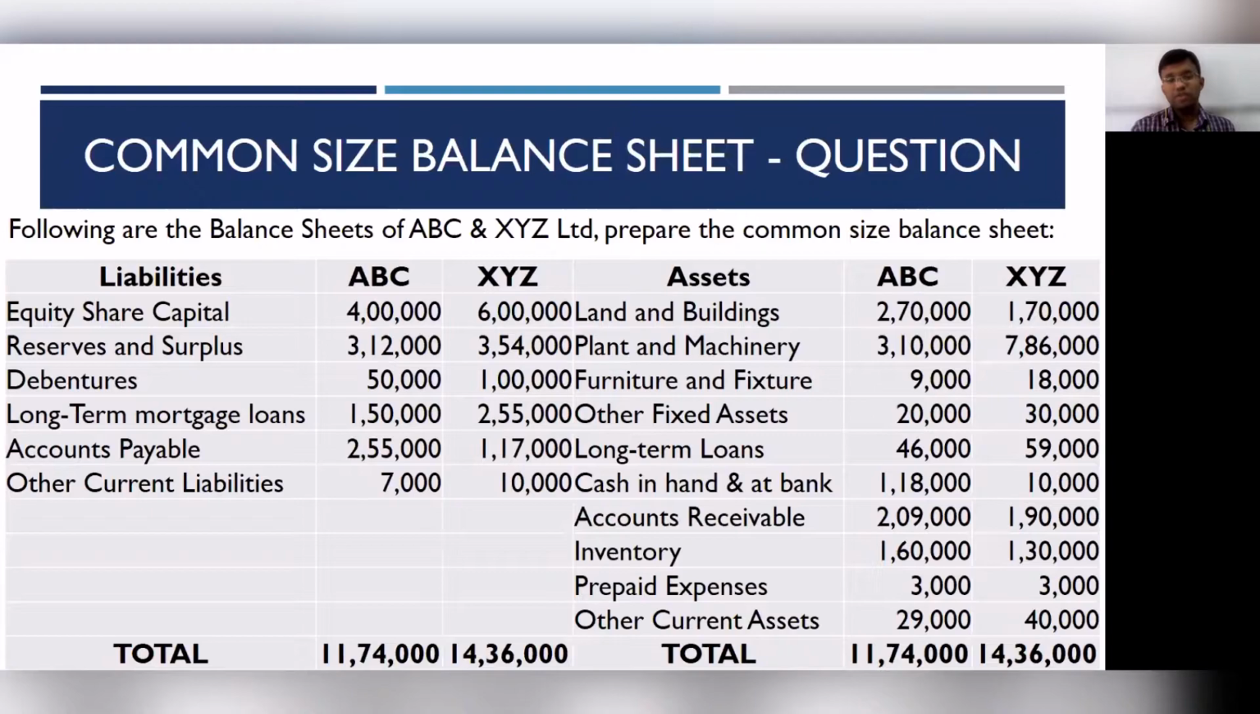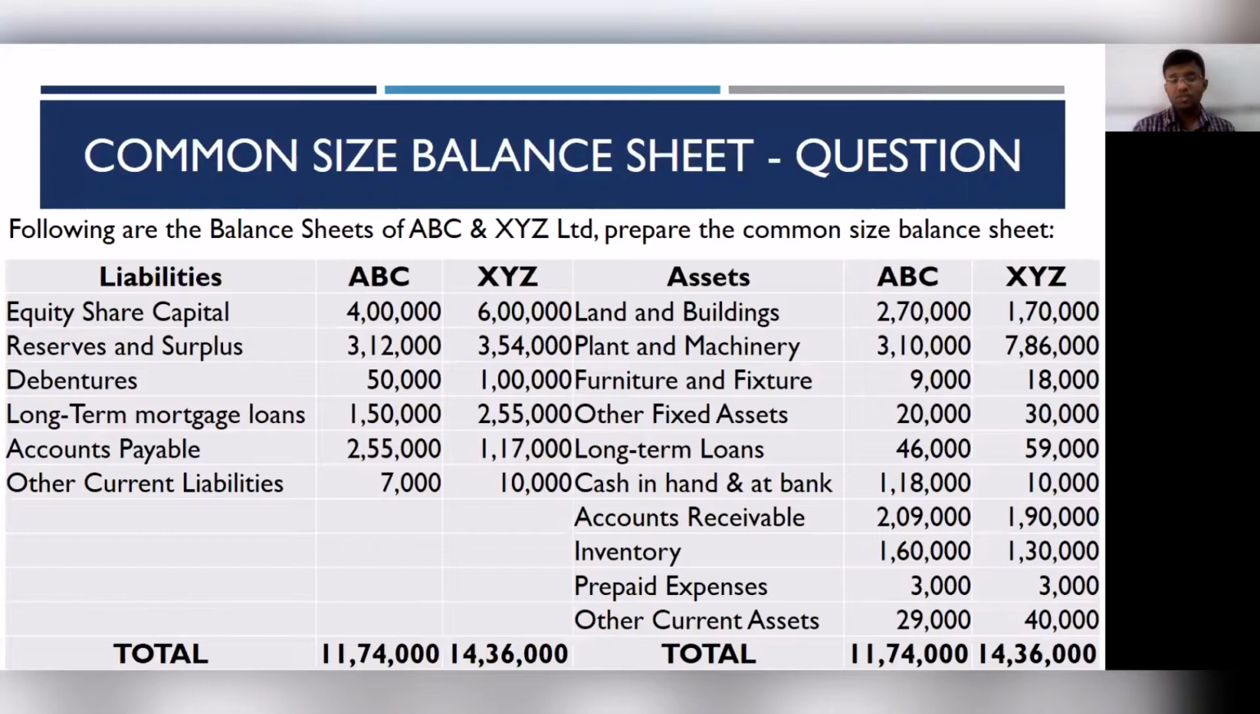In this session, we will be working out a numerical on common size balance sheet. And the question goes like this. The following are the balance sheets of ABC and XYZ Limited. Prepare the common size balance sheet. Here, they have given us the values of two companies, ABC and XYZ, and we are asked to prepare the common size balance sheet.